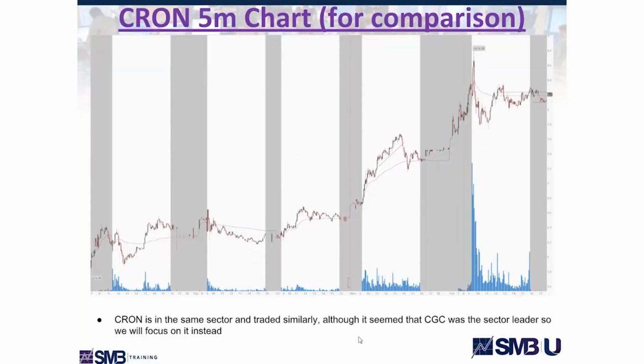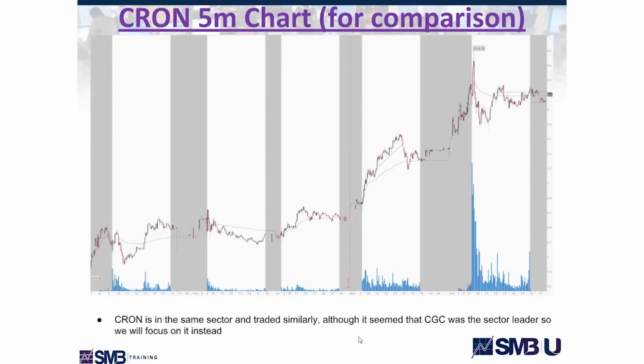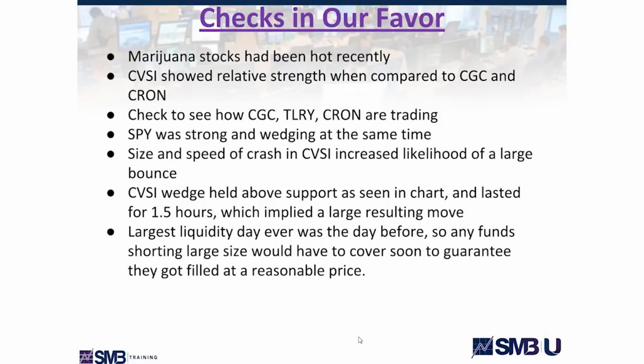We're looking at CRON, another pot name in the sector. It's in the same sector, traded similarly, though it seemed that CGC was the leader. We're going to peek in at this as well. All right, so how's this doing overall? Peeking in at CGC, CRON, and TLRY. Checks in our favor. Marijuana stocks had been hot recently. CBSI showed relative strength when compared to CGC and CRON.